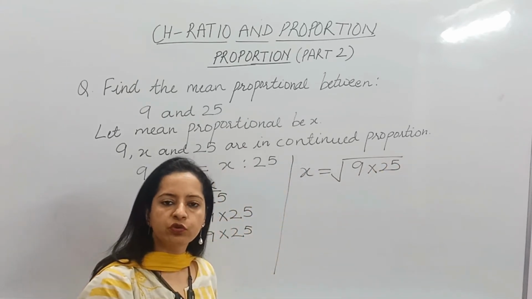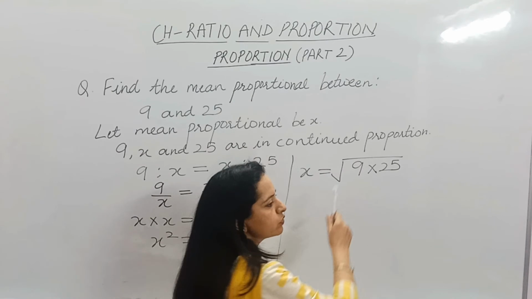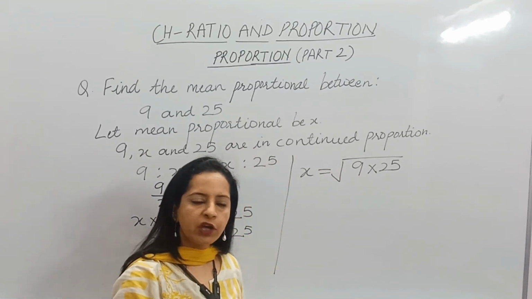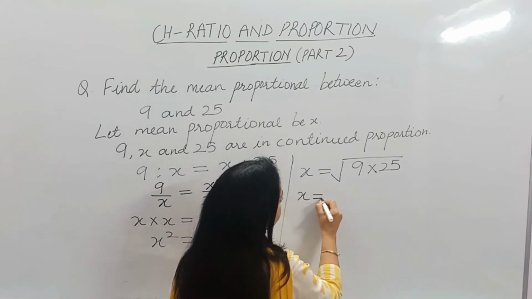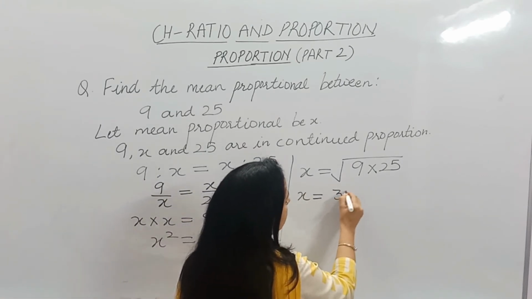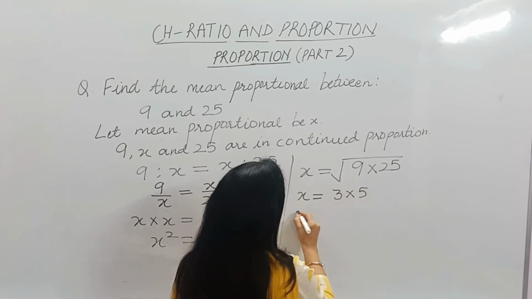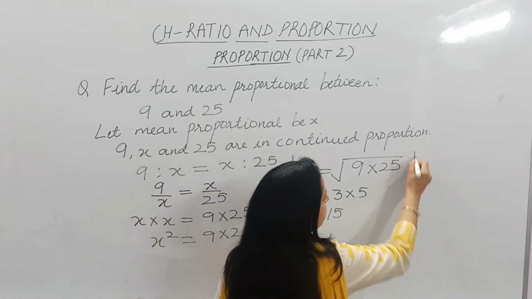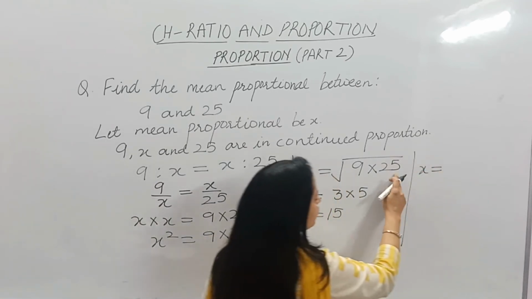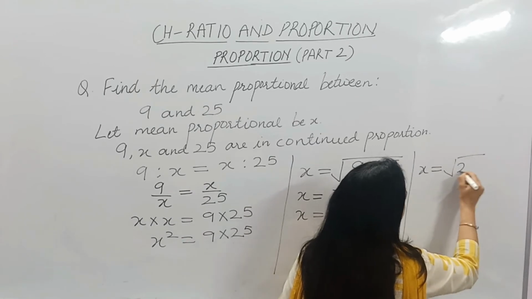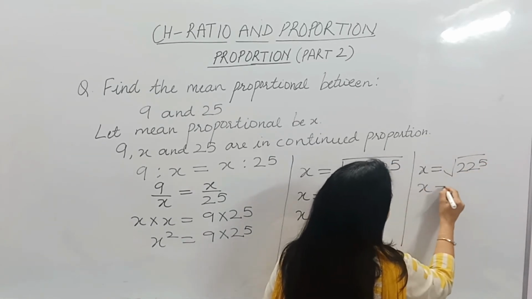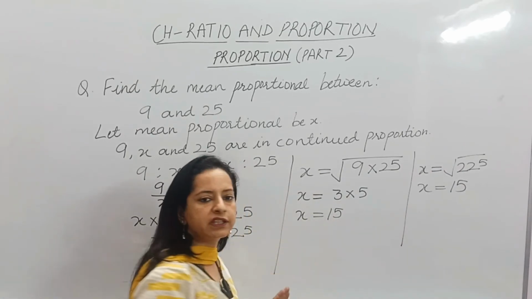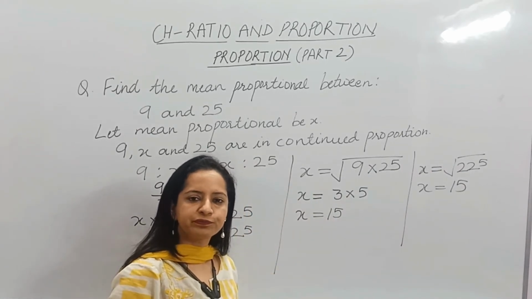Now here you can do it in two ways. Either you multiply 25 into 9, which is 225, and then find its square root. Or we can do it directly. X is equal to square root of 9 is 3 and square root of 25 is 5. So x is equal to 15. This was the first one. You could have also done as x is equal to 25 into 9 is 225 and square root of 225 is equal to 15. So you can opt for either of the methods.